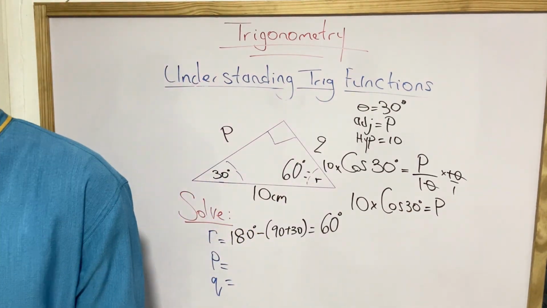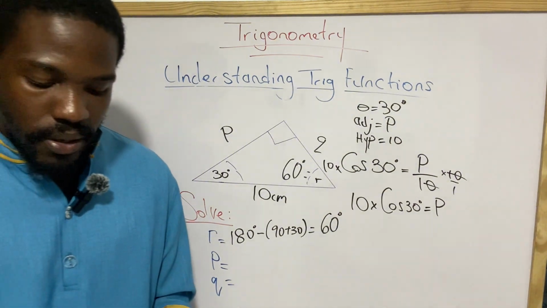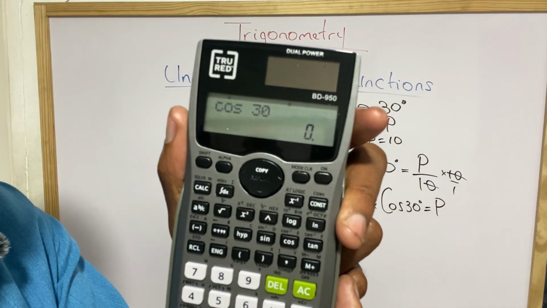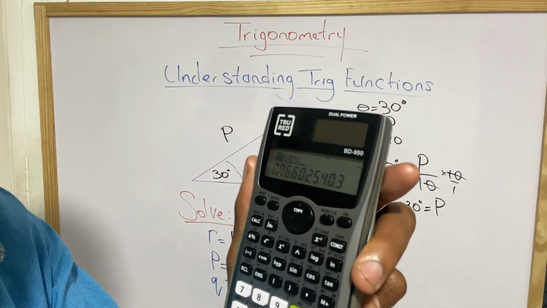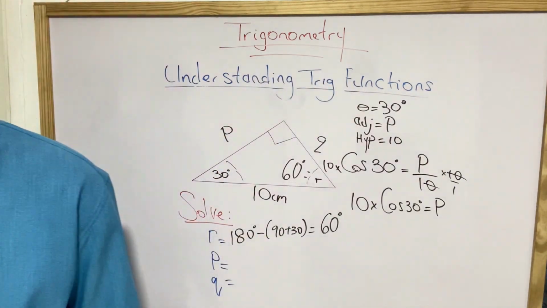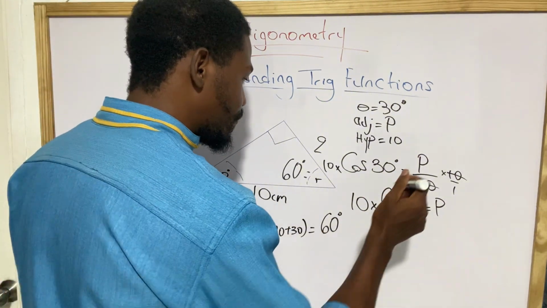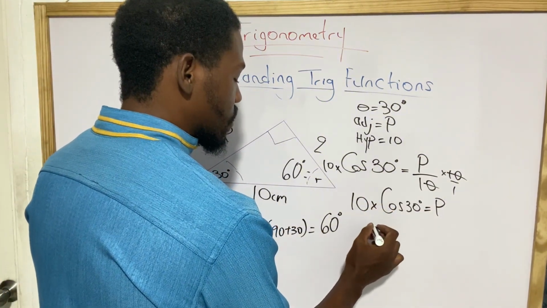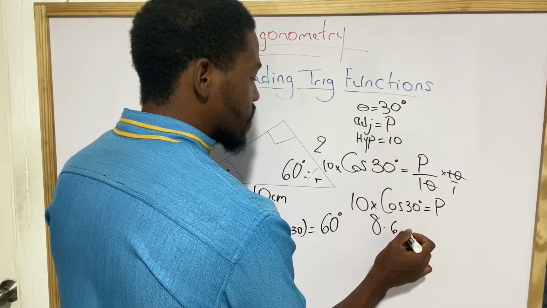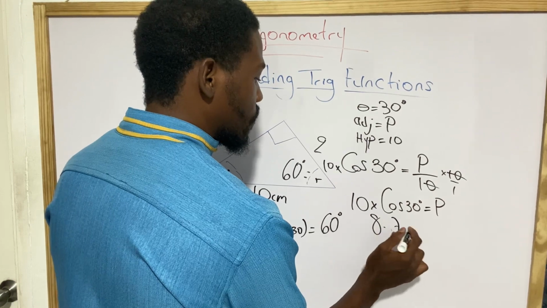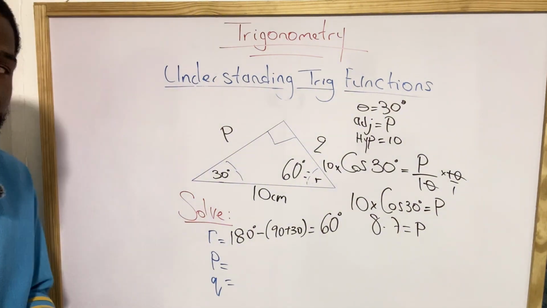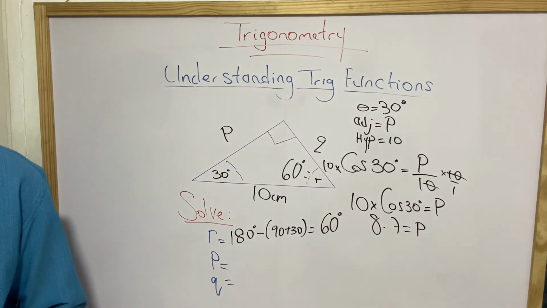So in typing that into the calculator, we simply type in the cos of 30, then equals, and then we times it by 10, which is going to give us 8.66. Right? So P now is actually going to be equal to 8.6, or if I round it off, you get 8.7. Rounding it off equals P.